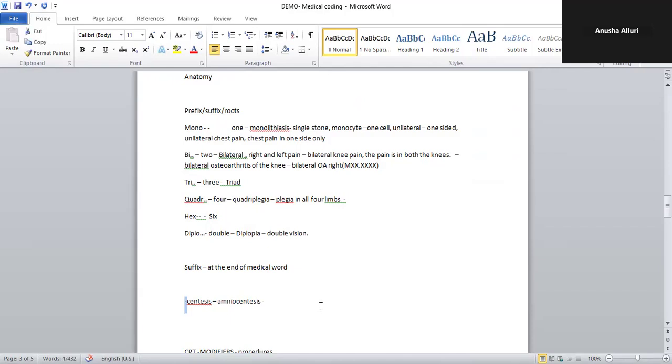For a suffix, it comes after a word; there is a word before it. Like amnio plus centesis, it becomes amniocentesis. Like that, ectomy. Ectomy means removal or excision. Appendectomy is the surgical removal of the appendix.